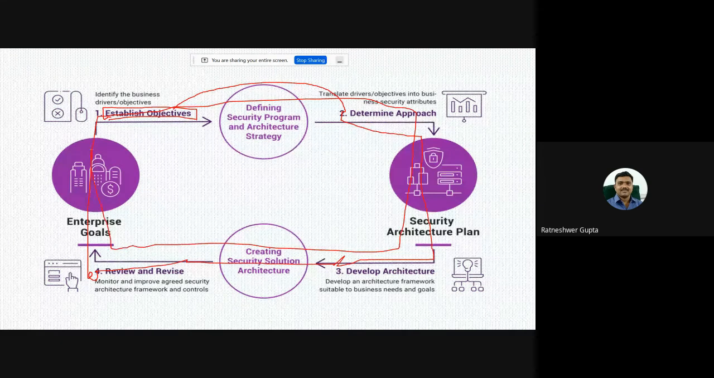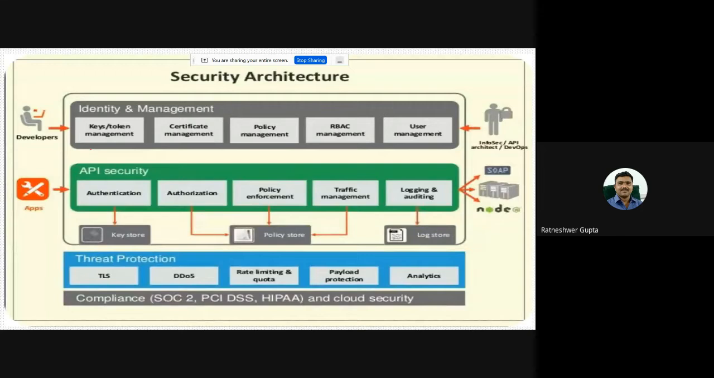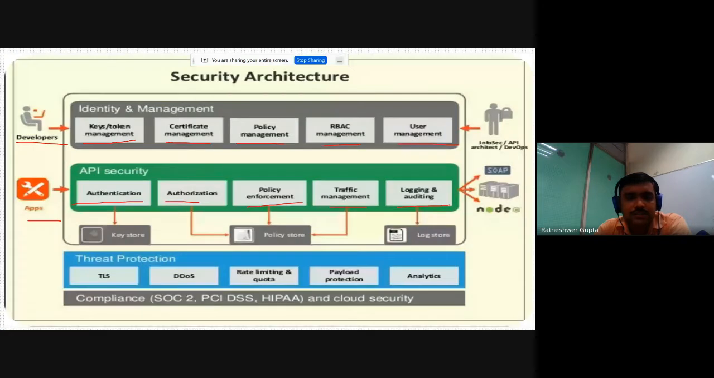Okay, so this is an example security architecture, where at the developer level we can provide security through token management, certificate management, policy management, RBAC management, and user management. At the application level, the software level, we can go for authentication, authorization, policy enforcement, traffic management, logging and auditing, and so on.